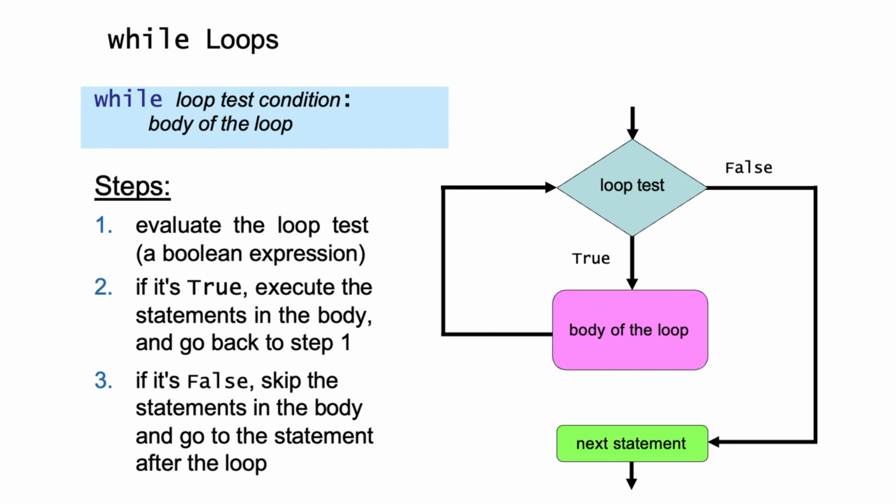The first step to evaluate a while loop is to evaluate the loop test, which is a Boolean expression, or an expression that tests whether the statement is true or not. If it is true, execute the statements inside the while loop and go back to the first step. This will happen until the condition is false, and if it is false, skip the statements inside the while loop and go to the statement after the loop.